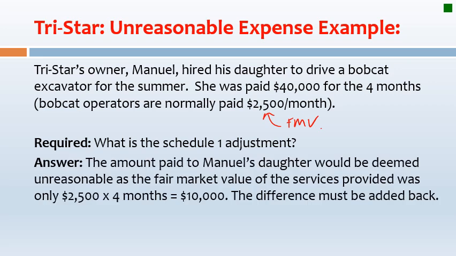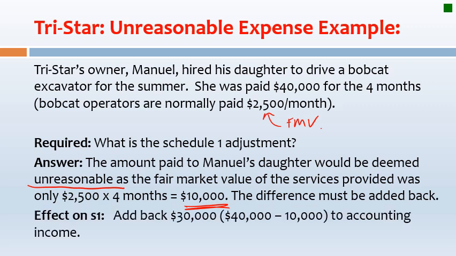Well, the amount as stated paid to Manuel's daughter would be deemed unreasonable because the fair market value of those services was only $10,000. $2,500 a month, 4 months, $10,000. The difference between what Manuel deducted and what the actual fair market value is needs to be added back for tax purposes. So we can figure that out pretty easily. We're going to add back $30,000. $40,000 is the amount he paid, which was unreasonable, minus $10,000, which is the fair market value. So $30,000 in total was considered unreasonable and is added back to accounting income.